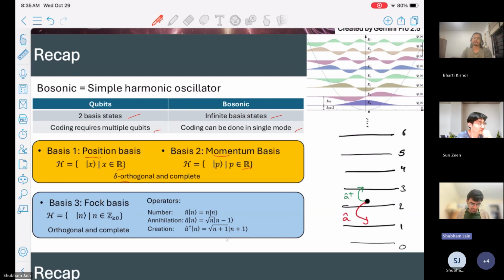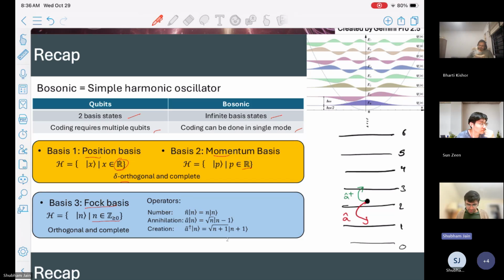Then we looked at this other basis, which was the most useful for us for the binomial codes, which was the Fock basis. Instead of being labeled by a continuous set of elements like the field R, we now label this by positive integers. So every positive integer denotes one orthogonal state. Again, these are also orthogonal and complete. We also call these number states sometimes.